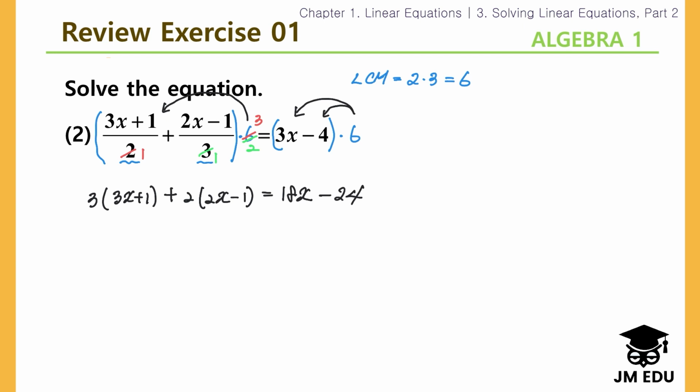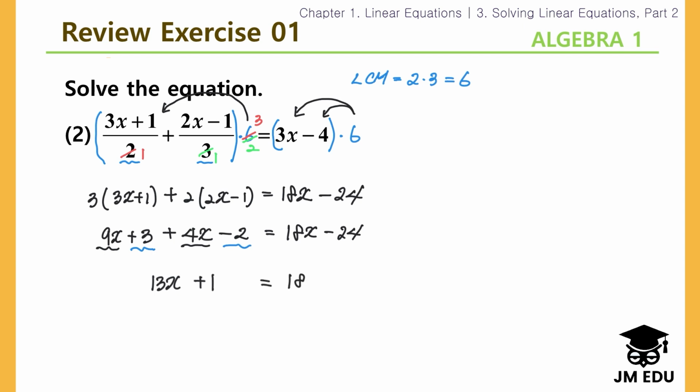So let's simplify the left-hand side. So 3 times 3x, 9x, plus 3 times 1, 3, plus 2 times 2x, 4x, 2 times minus 1, minus 2, is equal to 18x minus 24. So we have 9x, 4x, that's 13x. And we have a 3 minus 2. That's plus 1, right? It's equal to 18x minus 24.